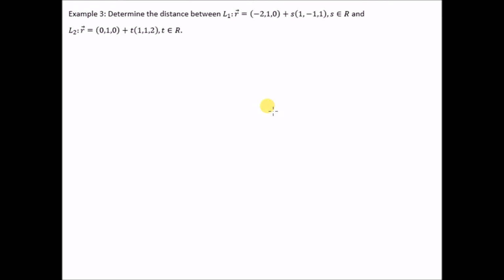Okay, example 3. Determine the distance between this line, L1, and this line, L2. So I'm just going to tell you that these lines are skew. And if you want to verify that by yourself, you can go ahead. So we know that method 1, what we need to do is create two planes that are parallel, and then reduce the question from finding the distance between two skew lines to actually just finding the distance between two planes, which we've already seen.